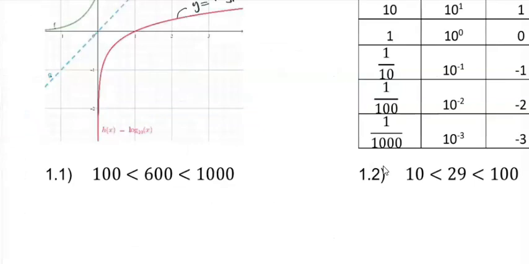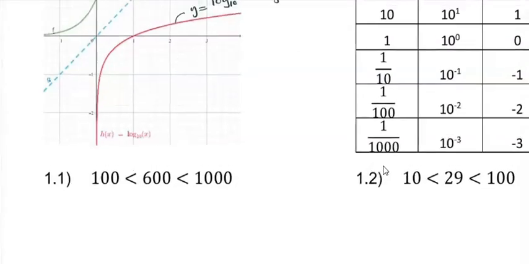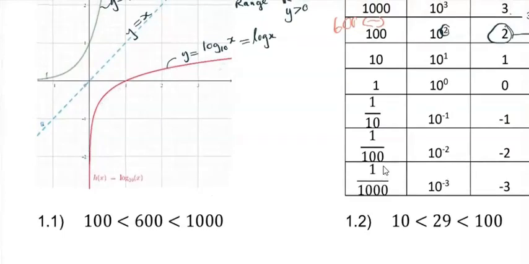Since we know 600 is situated between 100 and 1,000, remember the log function is a strictly increasing function, so it cannot do something funny in between. So if 100 is less than 600, less than 1,000, then the log of 100 will also be less than the log of 600, less than the log of 1,000. Just taking logs both sides.